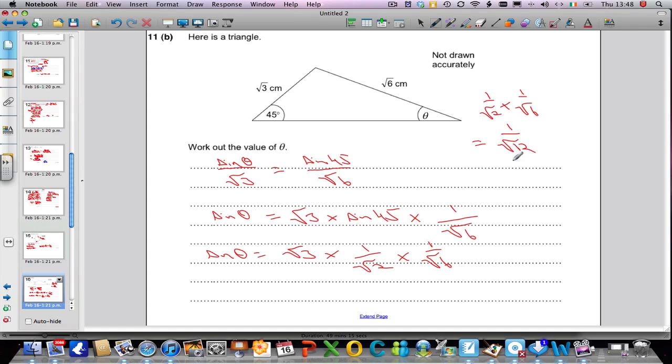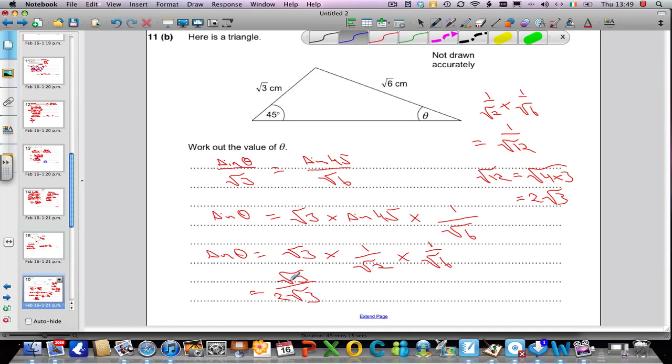So you have to be pretty decent with your surds here. 1 over root 12. And root 12 is the same as root 4 times 3, which is the same as 2 root 3. So root 12 is 2 root 3. So we end up with sine theta is root 3 over 2 root 3. The root 3's cancel out, and we get 1.